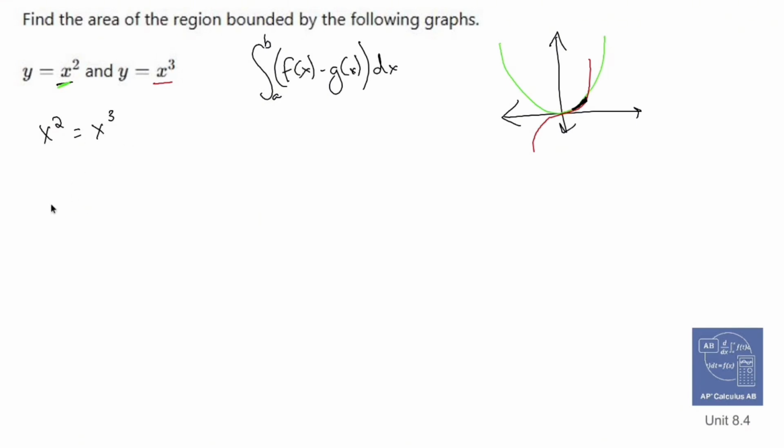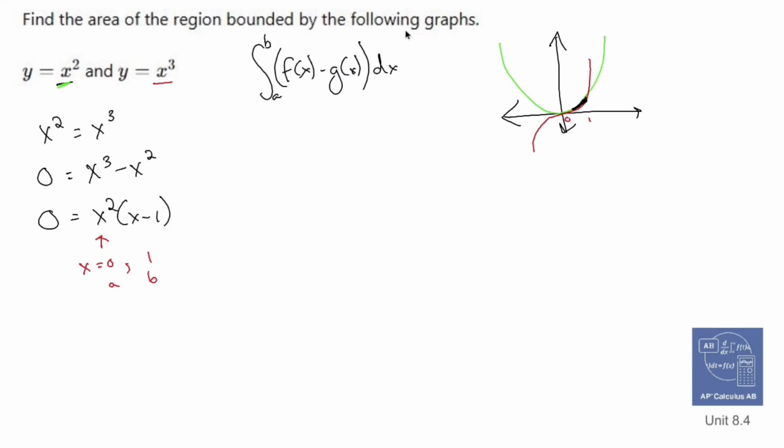So why don't I subtract x squared from both sides? We get 0 equals x cubed minus x squared. Let's pull out an x squared, so 0 equals x squared times x minus 1. Using the zero product property, we get zeros at x equals 0 and positive 1. So my limits of integration, a and b, are 0 and 1. Okay, so now I have everything I need.